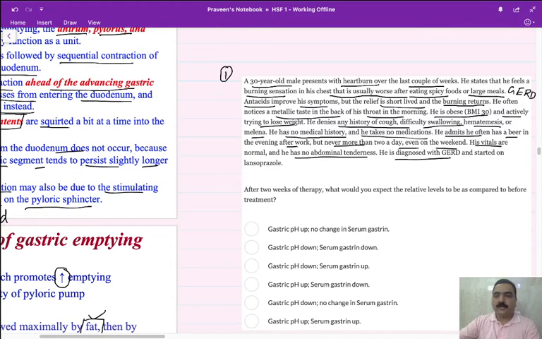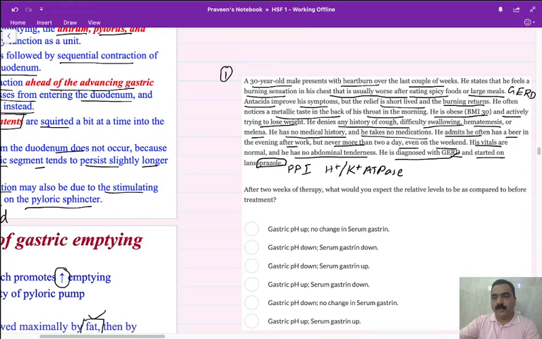So he is diagnosed with GERD and started on prazole. Okay, I hope you remember the prazole group of drugs. The prazole group of drugs is the proton pump inhibitor, right? Your PPI, the proton pump inhibitor, which blocks the H plus K plus ATPase. Okay, so this question is not trying to ask you what this condition is.